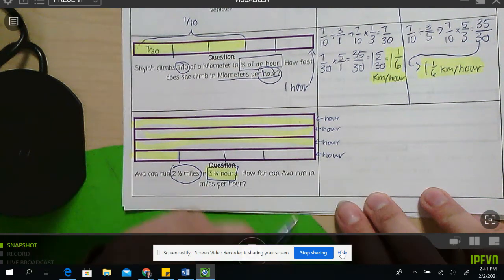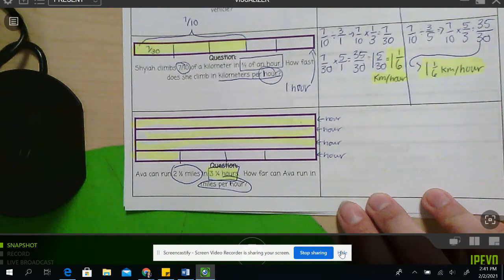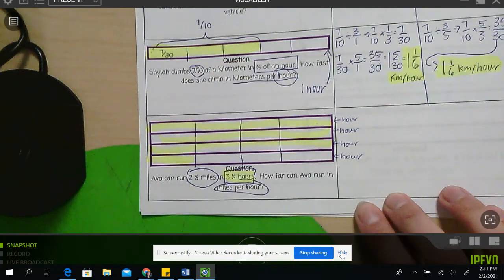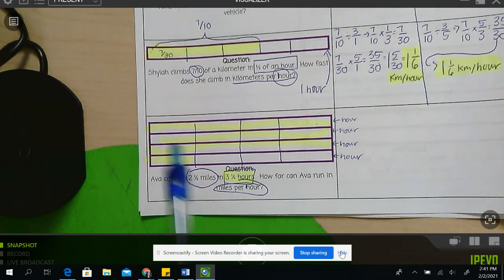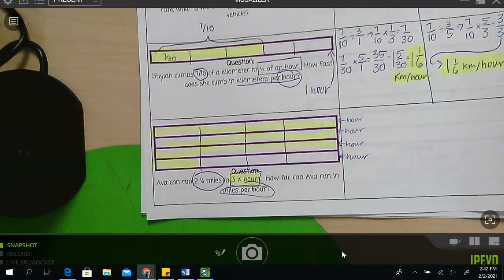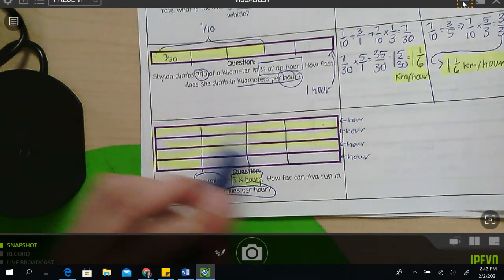Okay, so now I want to know how far she can run in miles per 1 hour. Miles per 1 hour. Okay, I'm actually going to split each hour up into fourths. So really what we can do is take her 2.5 miles, divide it by 1, 2, 3, 4, 5, 6, 7, 8, 9, 10, 11, 12, 13. We're going to divide it by 13 to figure out 1/4 of an hour. And then we can multiply by 4 to get that whole hour.